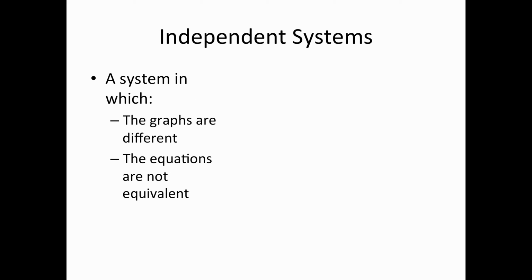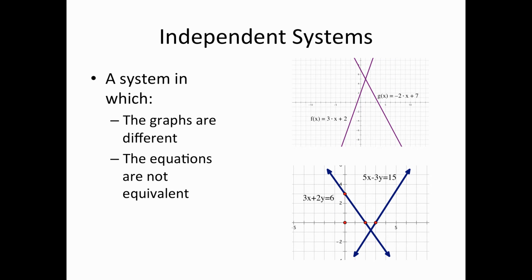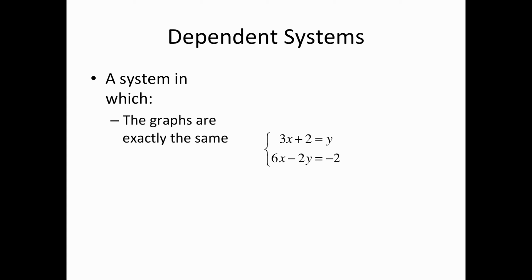Independent systems are systems in which the graphs are different, or said another way, the equations are not equivalent. So we see in this system, we call them independent because the two equations are different and they look different on the graph. By contrast, dependent systems are systems in which the graphs are exactly the same.